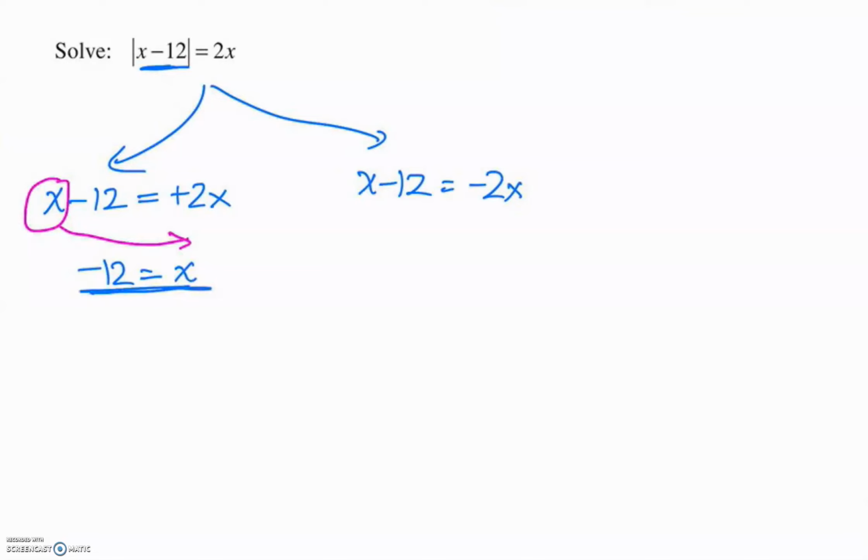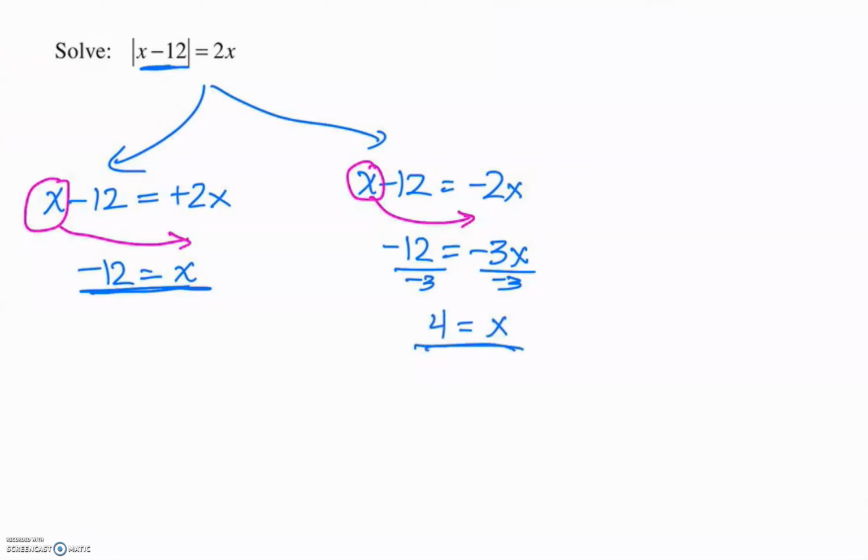In the other one, just to be consistent, I'll move this x as well. We do get a different result when we move x in this case. Negative 12 is the same on the left side of the equation, but negative 2x minus x gives me a negative 3x. So here on this right side, we do need to continue to get x by itself. Simply divide out the negative 3 from both sides, so we get x equals positive 4. So we get two solutions.